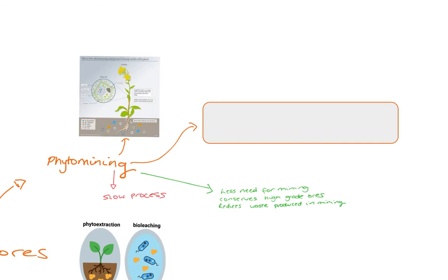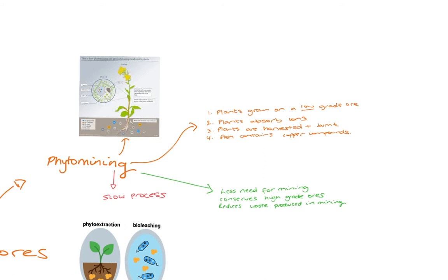What you now have is a short set of steps there that I've written down for you so you can check your answers. So plants are grown on low-grade ore, plants absorb the copper ions, plants are harvested and then burnt, and the ash contains copper compounds.